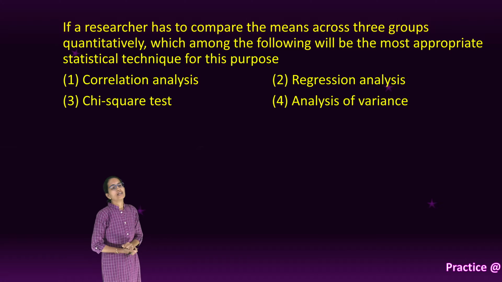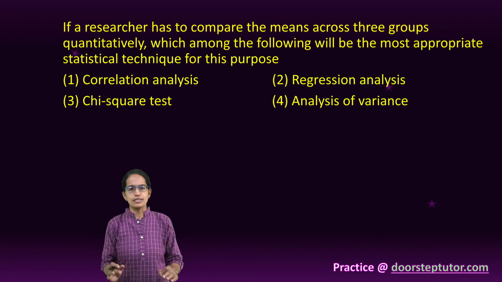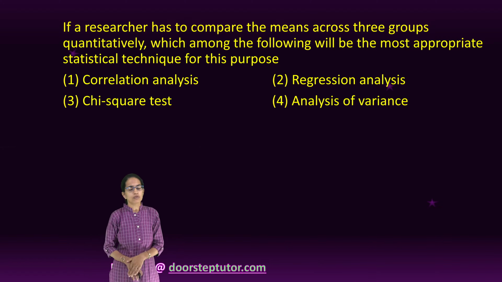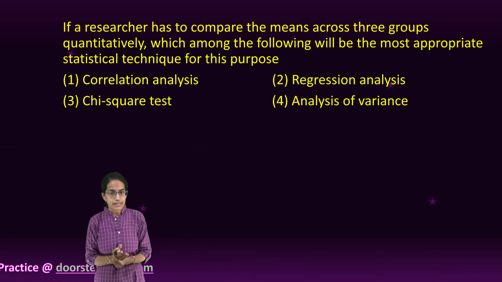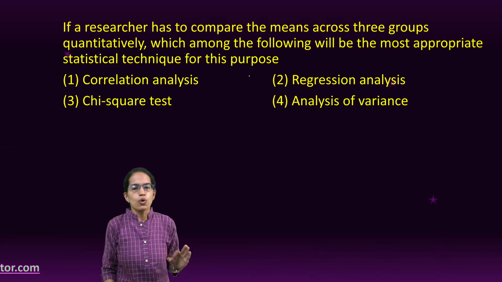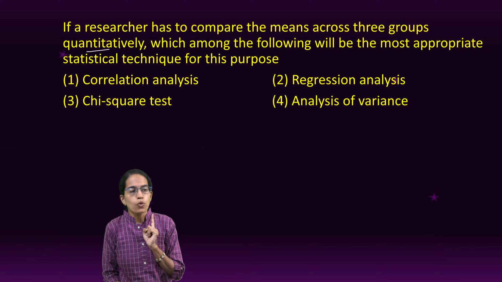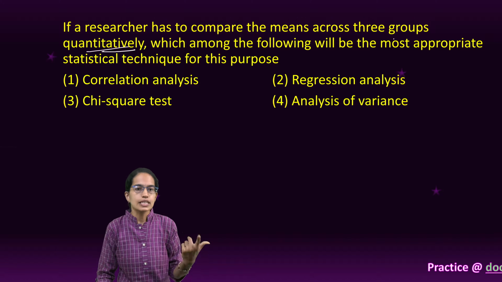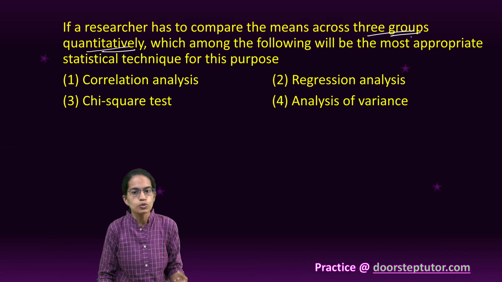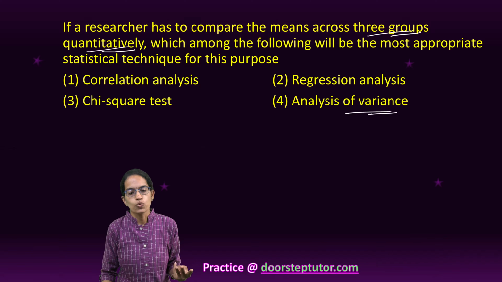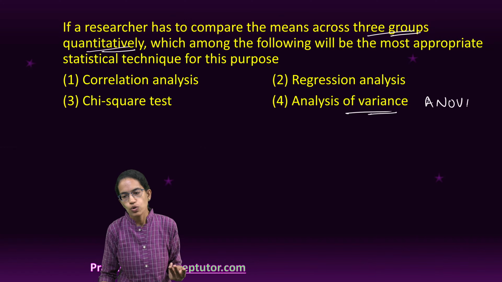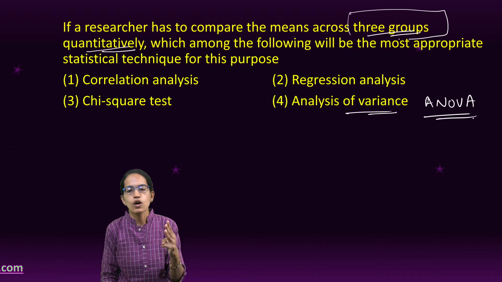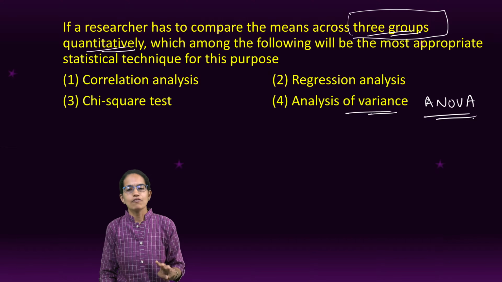The next question, again a very important question from statistics. We have added specific sections on statistics in the Paper 1 course. Don't miss those videos by any chance, extremely important. So first of all, this question talks about quantitative, that means parametric research. Now in parametric, if there are 2 groups, t-test can be applied, but if there are more than 2 groups, what we require is ANOVA. So analysis of variance, which is also called ANOVA, becomes the right option here because we are comparing across 3 groups and therefore it is ANOVA.